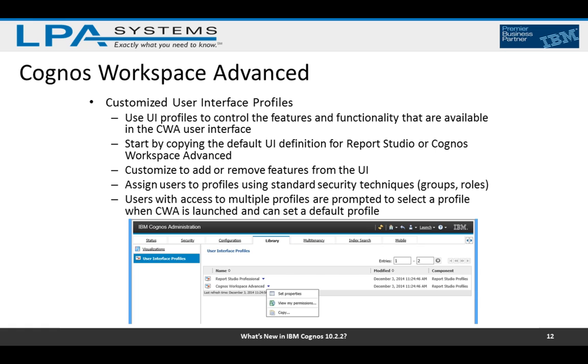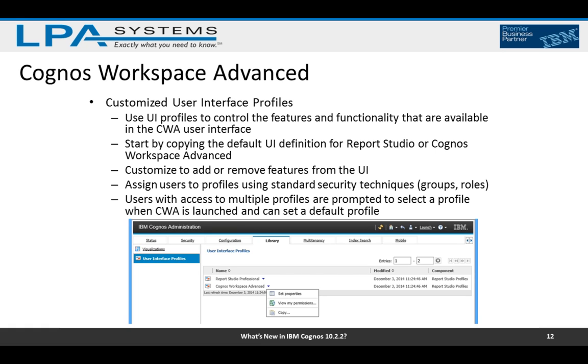So in the picture I show you the copy commands. So here's the Library tab, the User Interface Profiles section, and there's the Report Studio and the CWA interfaces there, and those are sort of anchor interfaces. You can select one of them. I happen to select CWA, and you click on Copy. And what you do then is you give it a name, and then you turn on and off features.